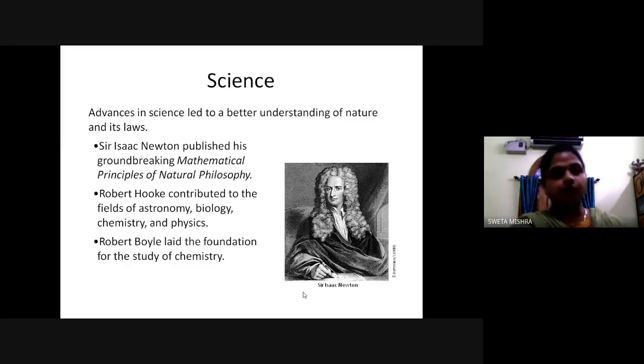His book, what was the name of the book? Mathematical Principles of Natural Philosophy. This is a very important book which you all should know the name of. It was published in the year 1687. This book laid out the newly formulated laws of gravity and motion, and the methodology by which he arrived at this conclusion.